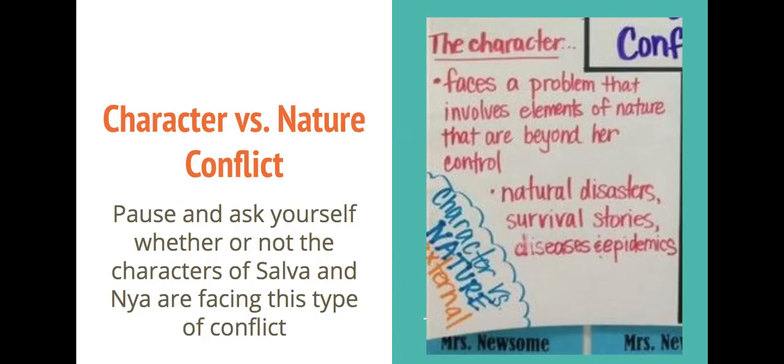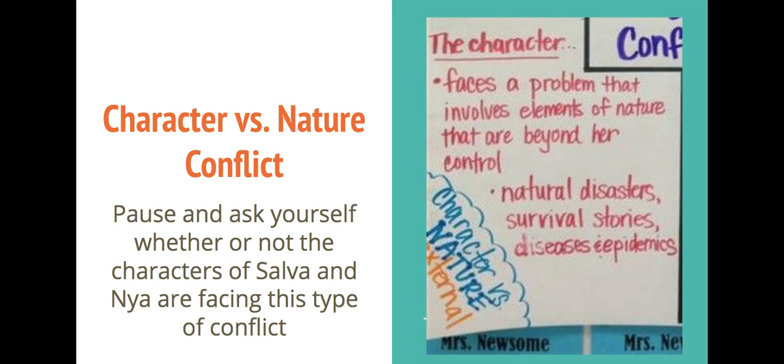All right. The third one is character versus nature. And this is when the character faces a problem that involves elements of nature that are beyond their control. Some examples of this would be natural disasters, survival stories, diseases, epidemics, and pandemics. So think about now if there's anything going on in your book where Selva and Nya are facing any kind of character versus nature conflict.